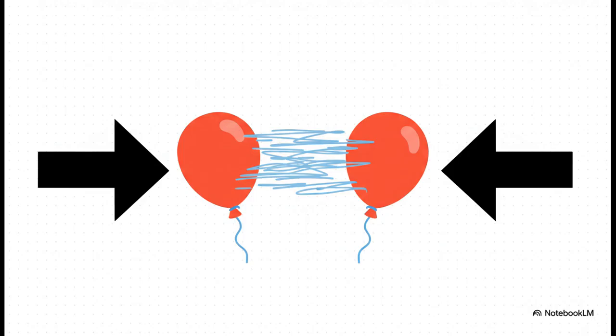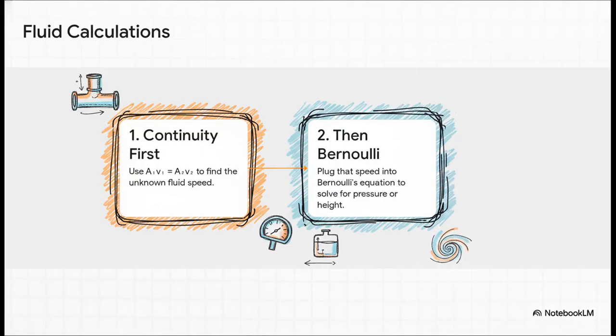Pretty cool, right? Now, for any calculation problem involving fluids, please remember this two-step process. If you jump straight to Bernoulli's equation, you'll often have too many unknowns to solve it. You almost always need to use the continuity equation first to find the velocity at your second point. Once you have that, then you plug it into Bernoulli's equation to solve for the pressure or the height. It's a recipe for success.